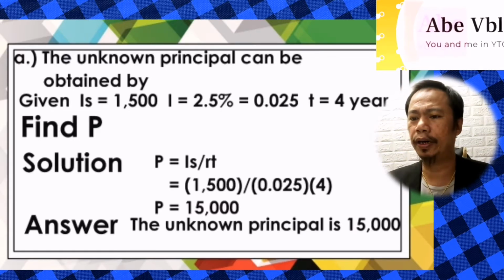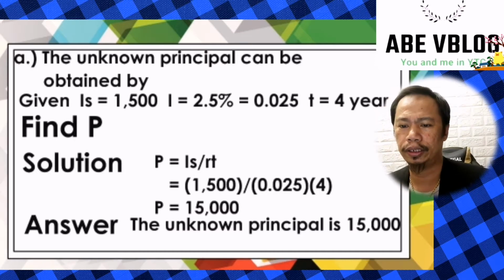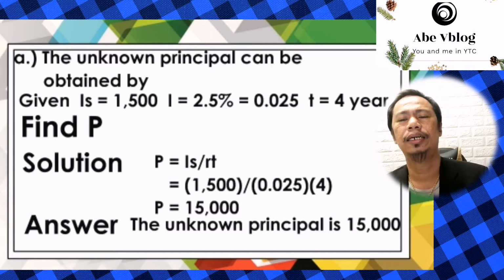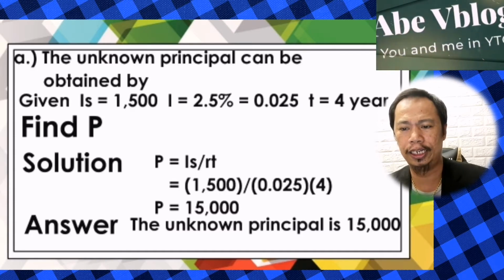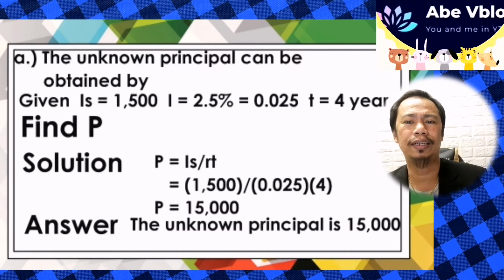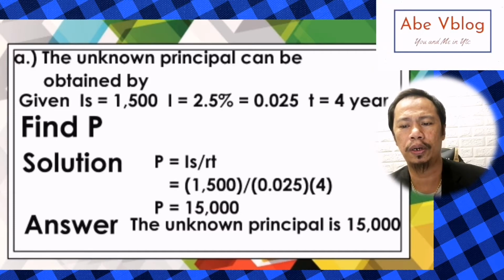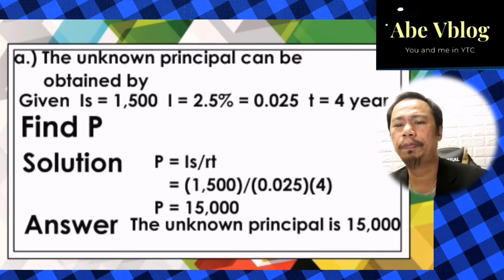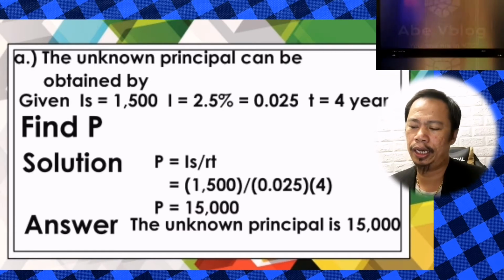So 2.5% or 0.025. That is 4 years. So we are asked to solve for the P. For the P, P is equal to IS over RT. So we substitute the given values: 1,500 divided by 0.025 times 4, and P is 15,000. So the principal amount is 15,000 for letter A.